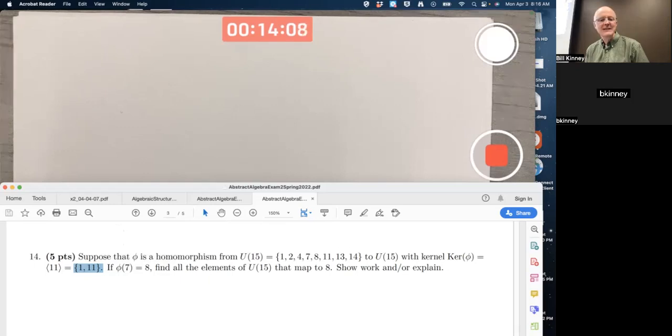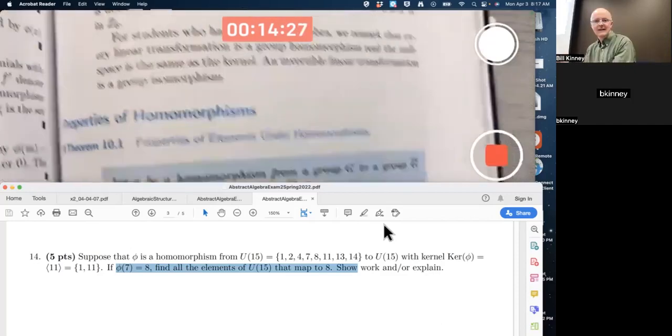You're told phi of 7 is 8. Find all the elements of U15 that map to 8. This seems like, I think, a hard problem. Like, what in the world? How in the world can you possibly do this? This problem is based on knowing a fundamental fact about homomorphisms.